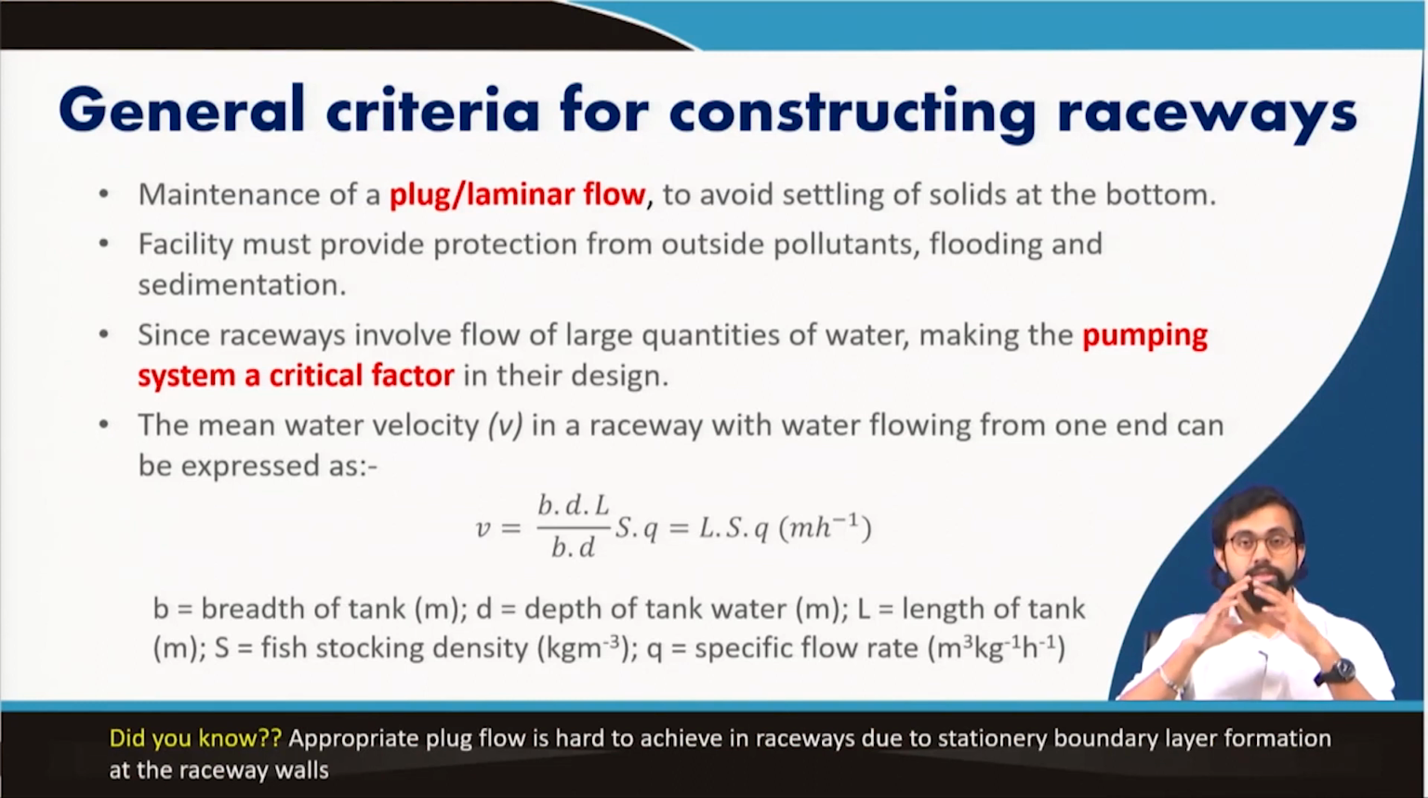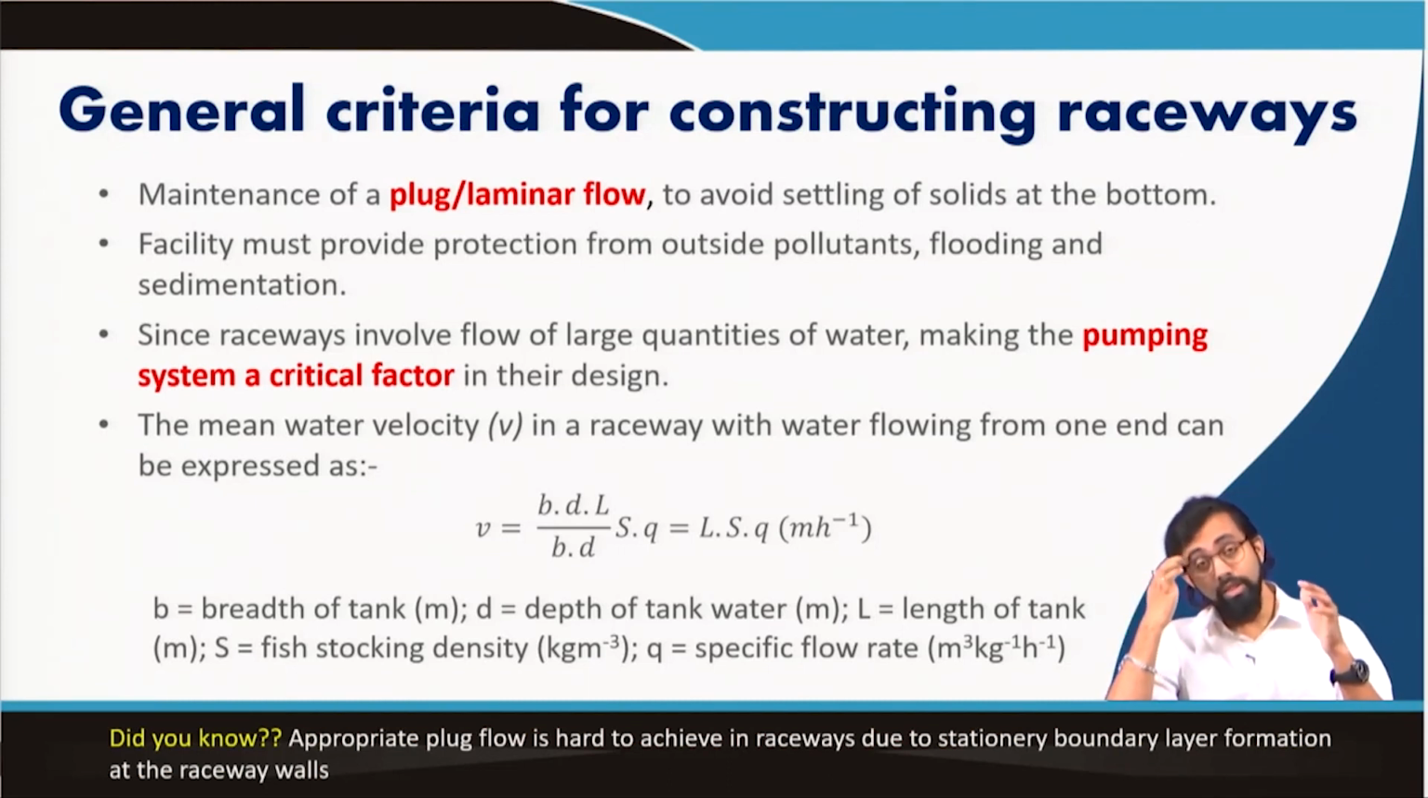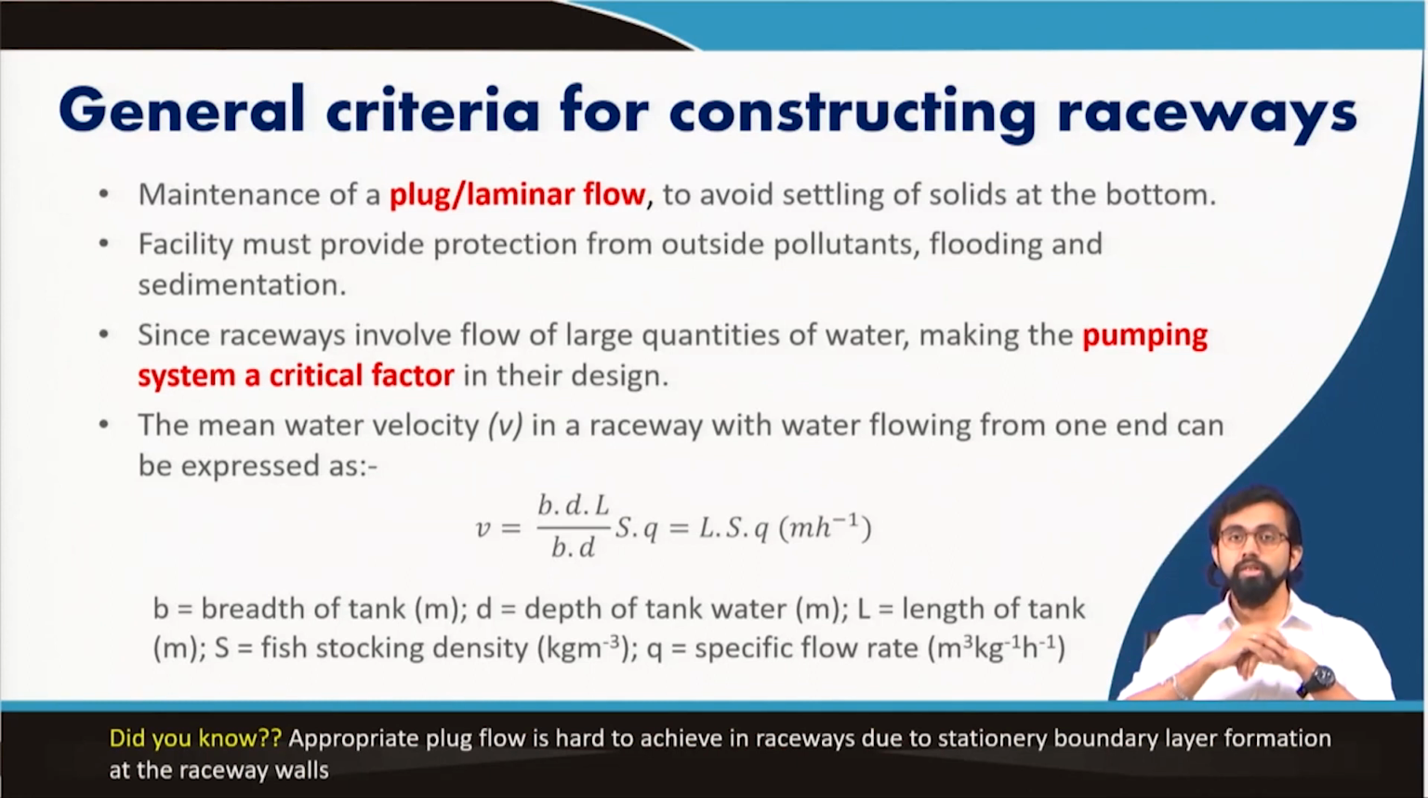So, in general, it is like volume by area. If you have the length, the fish stocking density, and the specific flow rate in meter cube per kg per hour, remember we discussed this in the last lecture also, you can easily calculate it. If you multiply meters by kg per meter cube by the flow rate in meter cube per kg per hour, it comes down to meter per hour. Which is the unit of what? It's velocity, right? That's how the mean water velocity in a raceway is calculated.